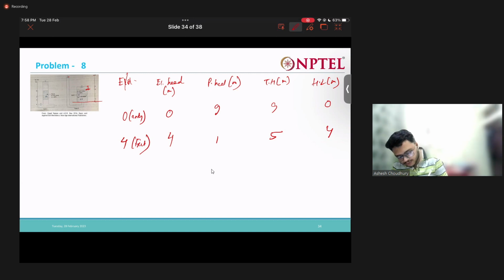Now let us come to the fifth point, this point. What is my elevation head here? 4. What is my pressure head here? 0. What is my total head here? Head is 4 plus 0 is 4. Head loss was 4.